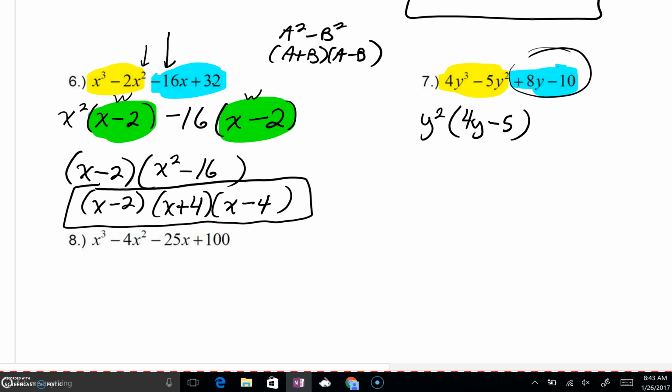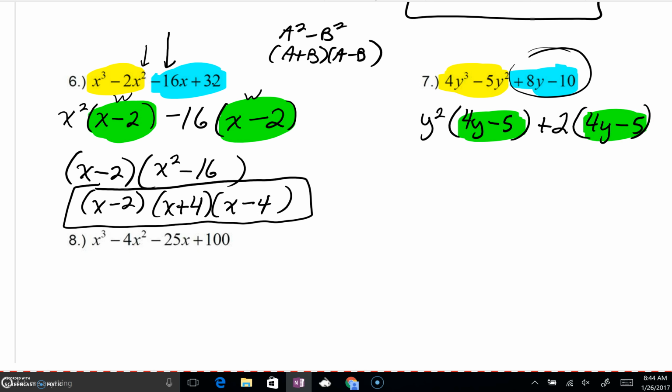Now my focus is just on this 8y minus 10. It's a plus 8y, so I don't pull out a negative. I'm going to pull out a plus. But what's the biggest number that I could divide out? A 2. 2 is the biggest number that divides into 8 and negative 10. When I divide both the 8 and the negative 10 by 2, what am I left with? 4y minus 5.